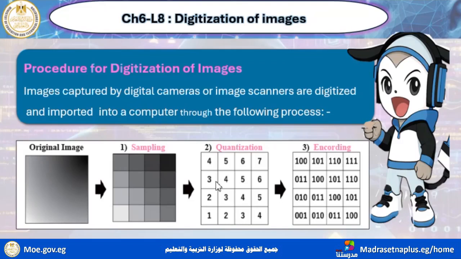Then we move to the second step, which is quantization. Quantization means that we can divide the pixels into a group of numbers according to the depth of color. See, the color here is lighter. The color here is heavier. So we quantize the picture according to the depth of color. Then we convert these numbers to binary data, and this step is called encoding.